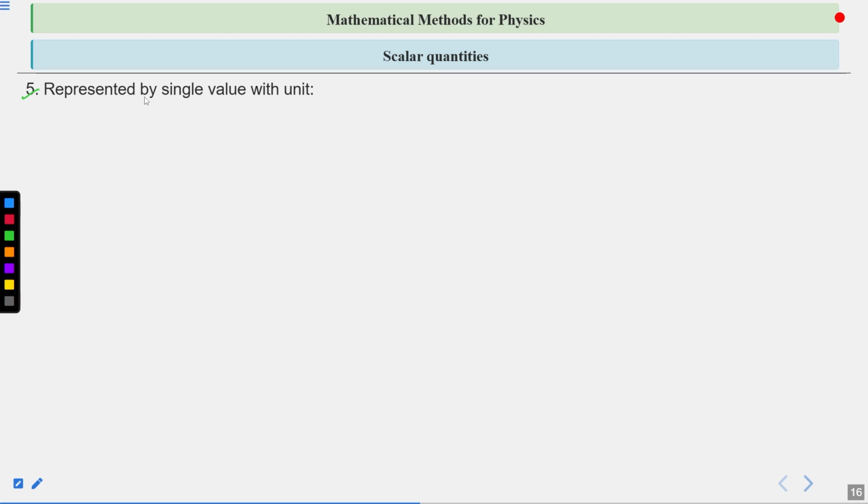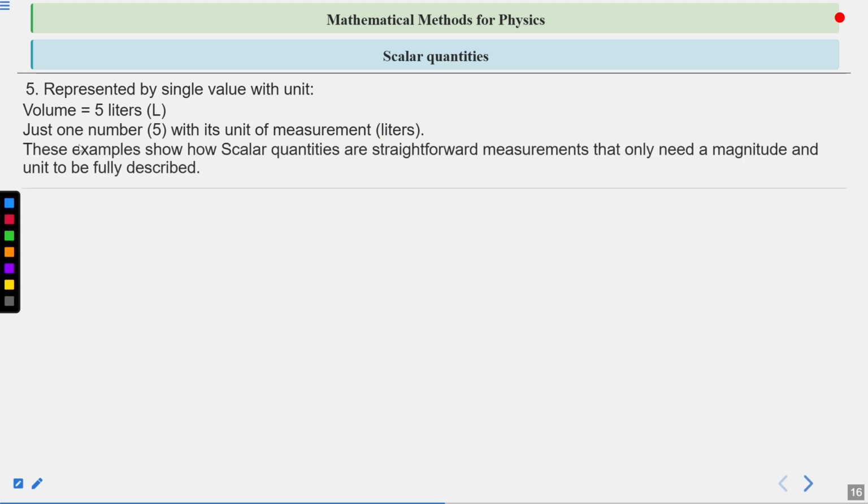Fifth is represented by a single value with unit. So volume is equal to 5 liters. Liter is the unit to measure the volume and the symbol is L. Just one number, 5, with its unit of measurement, liters. These examples show how scalar quantities are straightforward measurements that only need a magnitude and unit to be fully described. Clear?